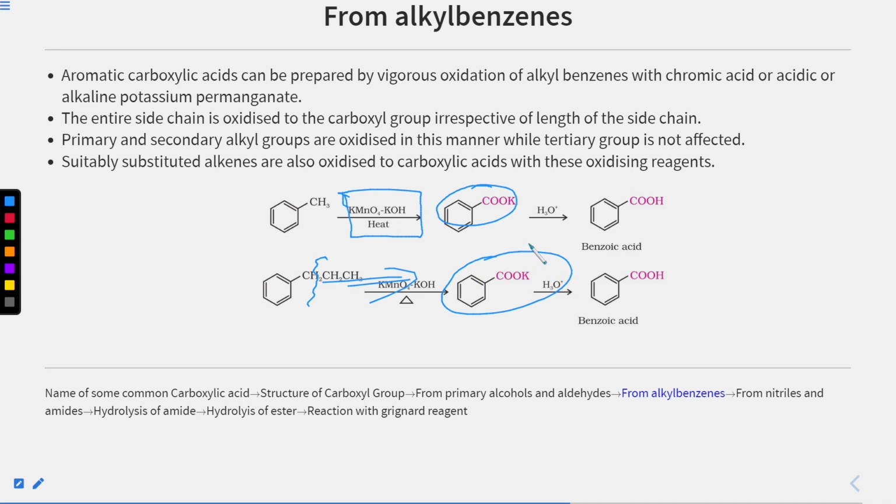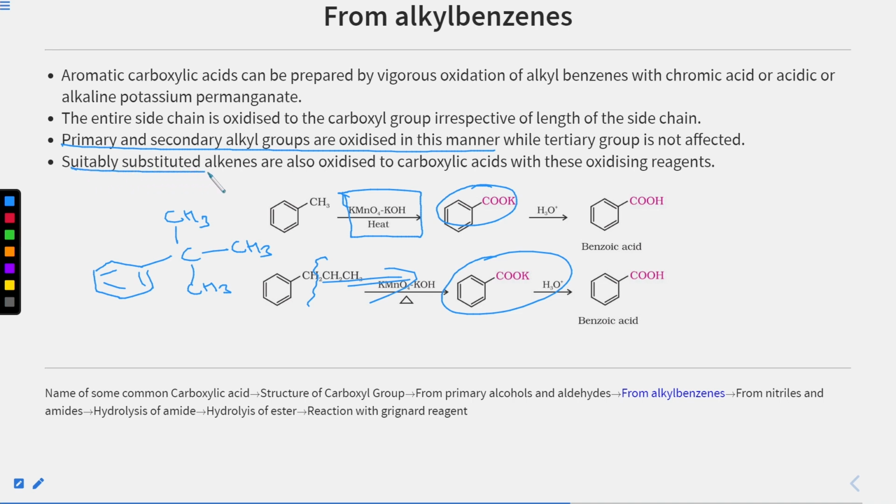Now what is this reaction peculiar about? It is that primary and secondary alkyl groups are oxidized in this manner. You cannot do this with a tertiary alkyl group. So suppose the substrate looks like this. Then this would not be oxidized to a carboxylic acid. Only secondary and primary alkyl groups can be converted into carboxylic acid.